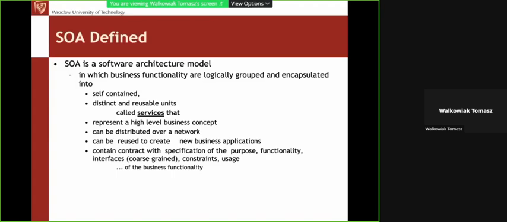It's based on distributing. We are multiplying the hardware, we are interconnecting it. So if we have software ready to be distributed over a network, it gives you an advantage in the future. If there is a need, you will have it.